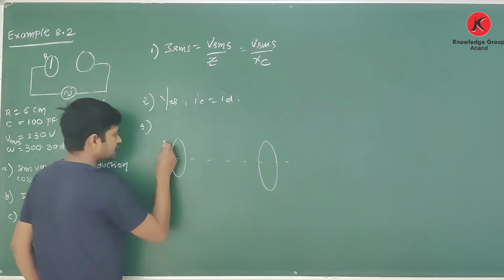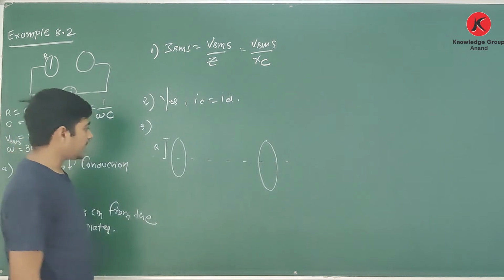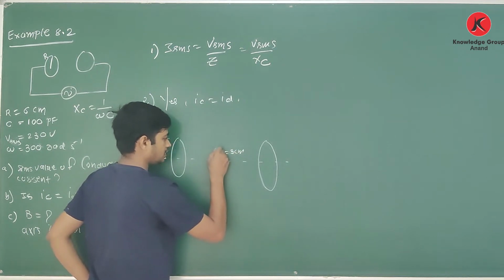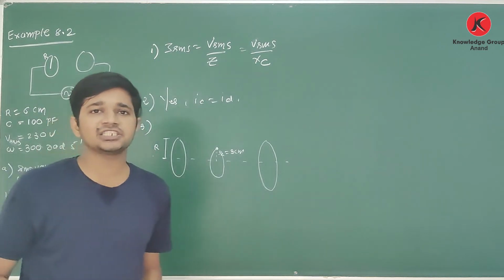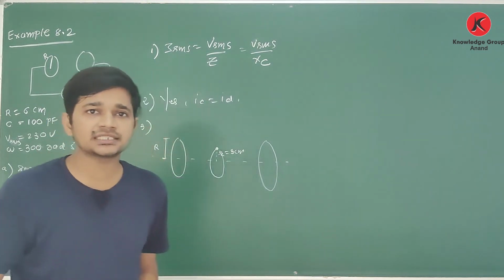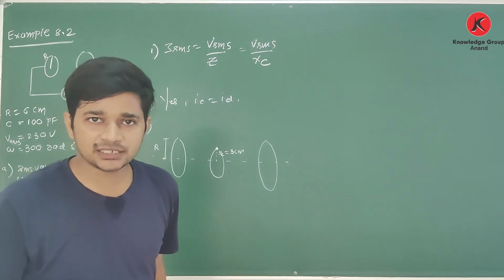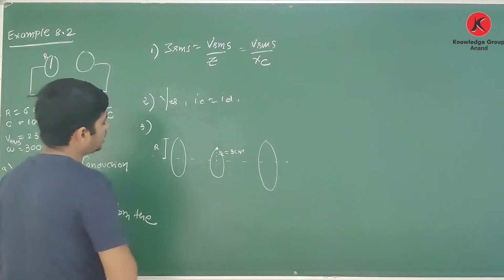Here it is. See, what is the radius of this? It is R. You have to find what the magnetic field is at this distance, r is equal to 3 cm. At distance r equal to 3 cm from the axis, the magnetic field will be the same at each and every point.